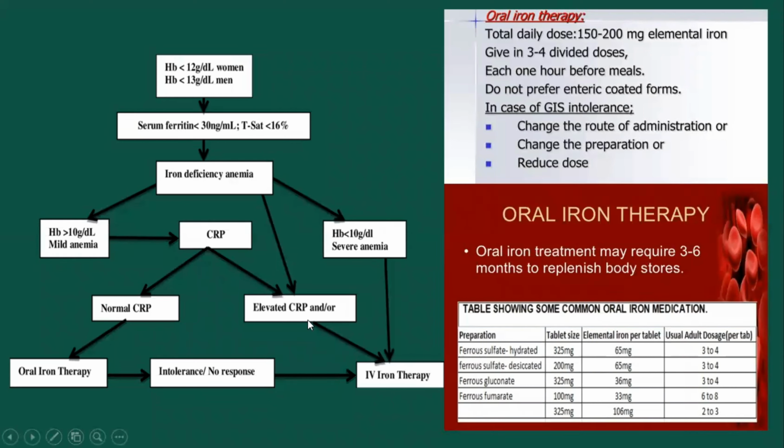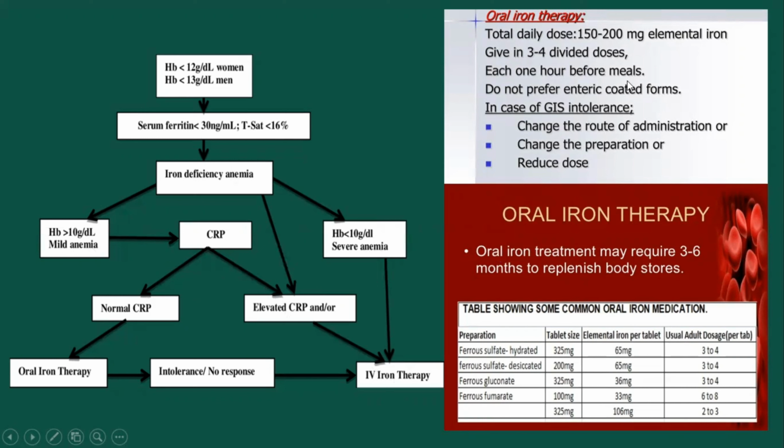So iron therapy. If hemoglobin is less than 12 gram in women and less than 13 gram in men, it is iron deficiency anemia. If it is more than 10 gram, it is mild anemia. We have to look for CRP. If CRP is normal, we have to give oral iron therapy. If CRP is elevated, with mild anemia, we give IV iron therapy. And hemoglobin less than 10 gram, it is severe anemia, we give IV iron therapy.